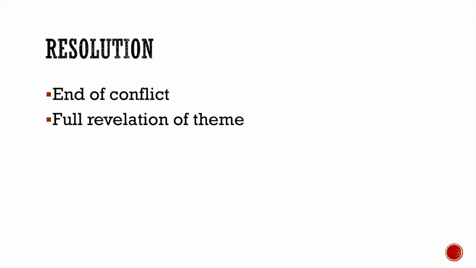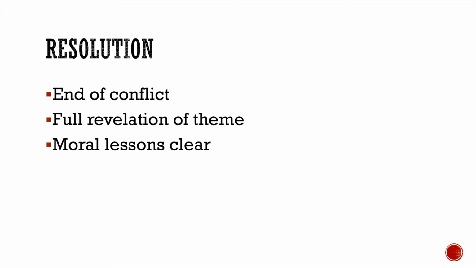The resolution is the end of conflict, full revelation of all the themes, where we see the moral lessons clearly. Macbeth, at the point where he says, "Before my body I throw my warlike shield," he's reached his resolution, but he goes out fighting. There's that end of conflict, and the moral lessons and what's to be done are clear.